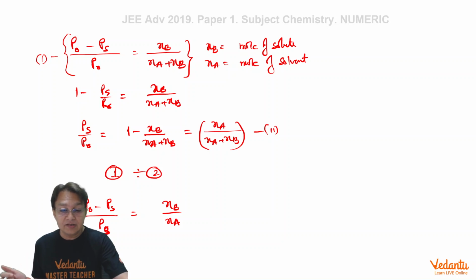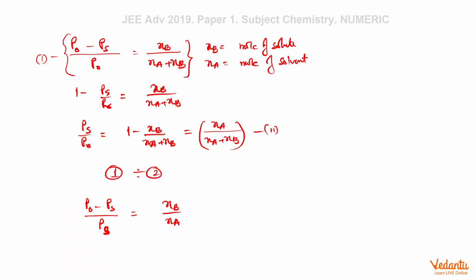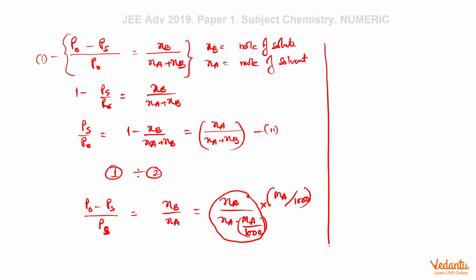Now this equation can further be simplified. Let's see how. This Nb upon Na can be written as Nb upon Na into Ma divided by 1000, where Ma is the molecular mass of solvent, and let's multiply here also by Ma upon 1000. So effectively nothing has happened, but this quantity becomes what? Molality. So if I write it here, then P naught minus Ps upon Ps becomes equal to small m into Ma divided by 1000, where Ma is the solvent's molecular mass, and here the solvent is benzene and the molecular mass is 78.